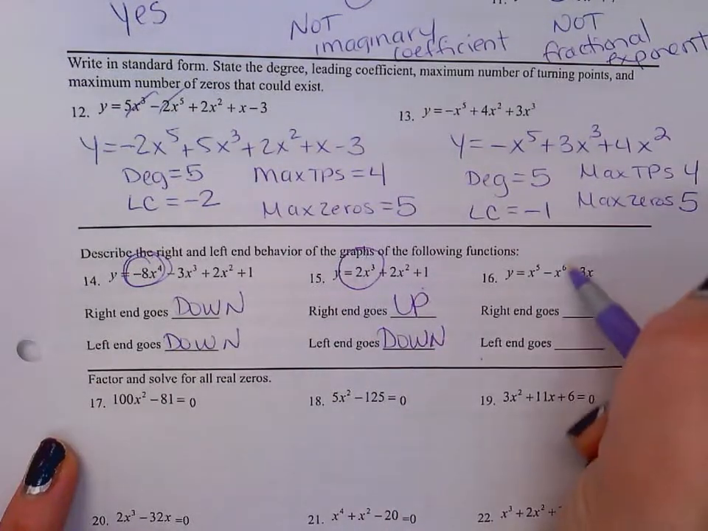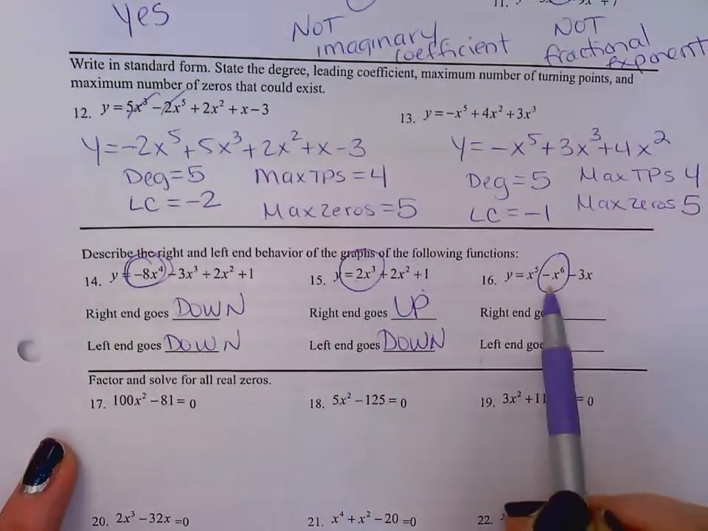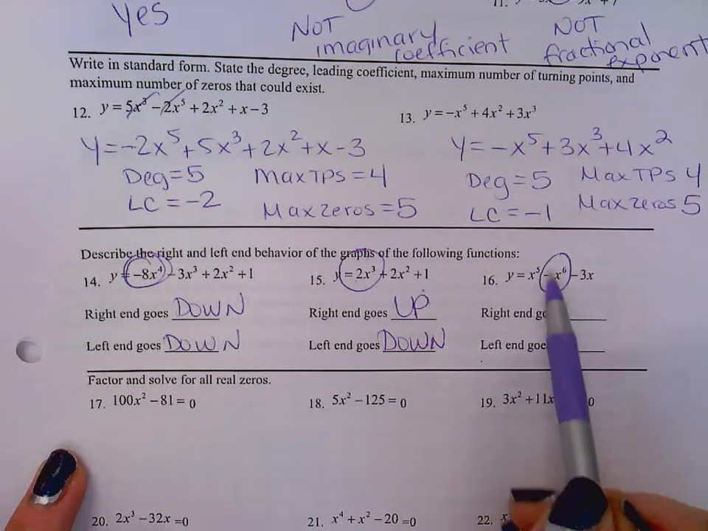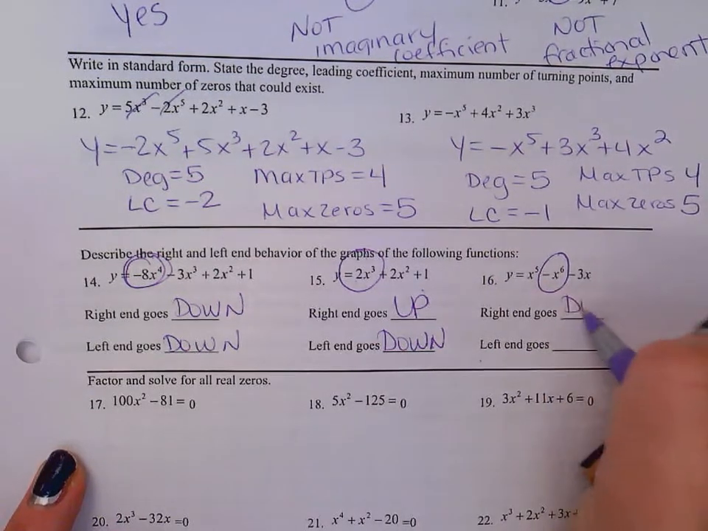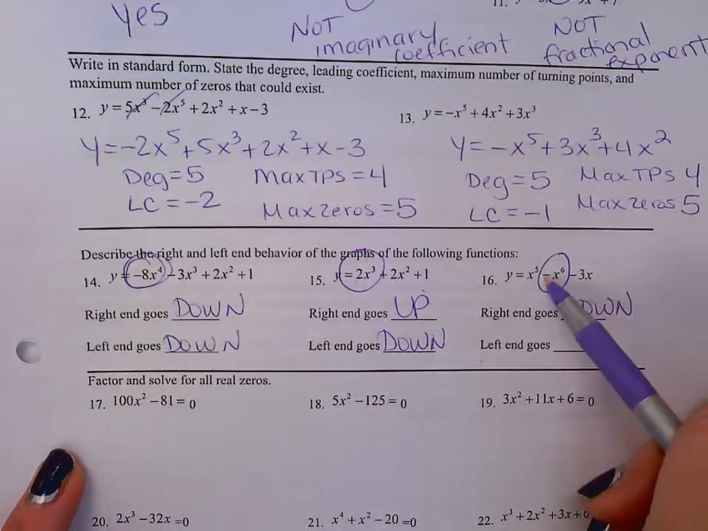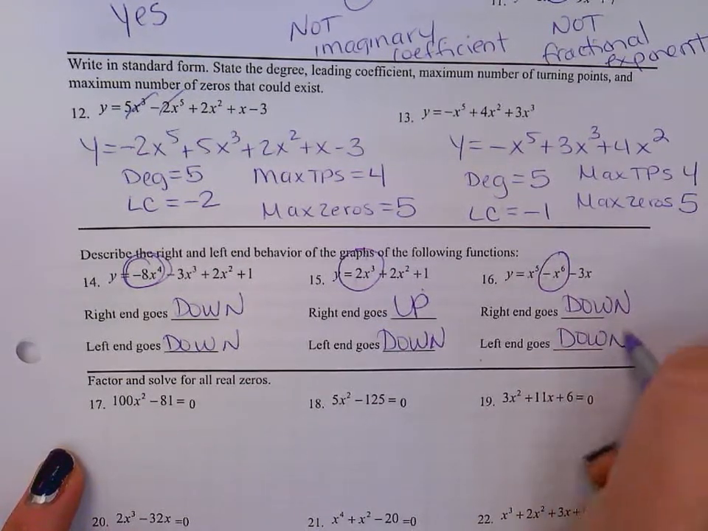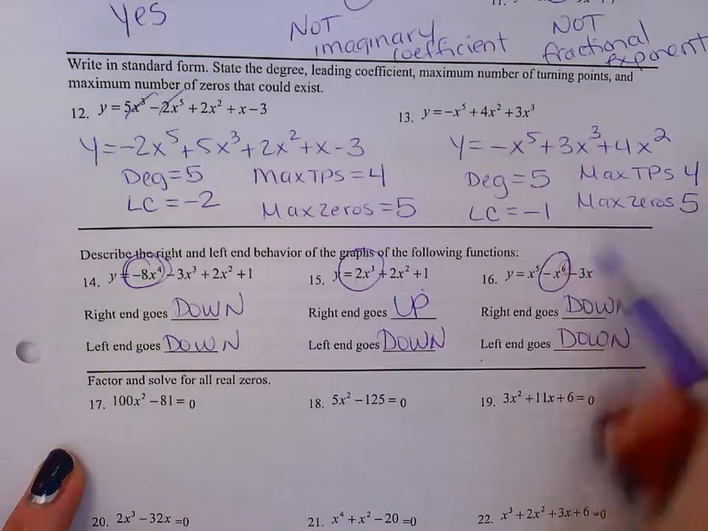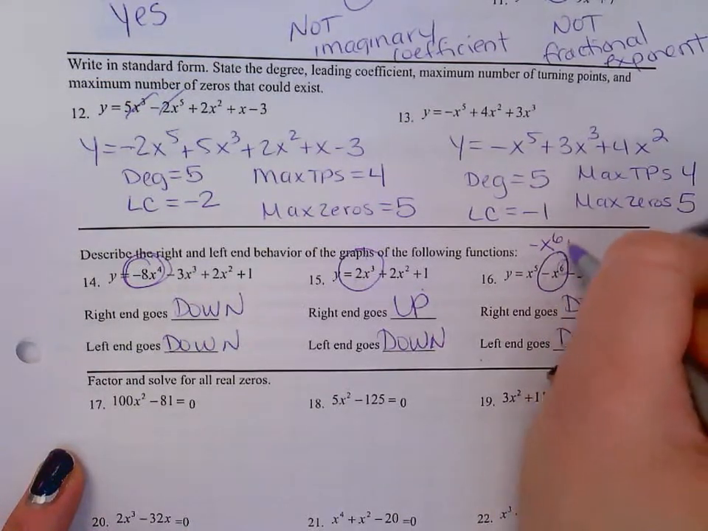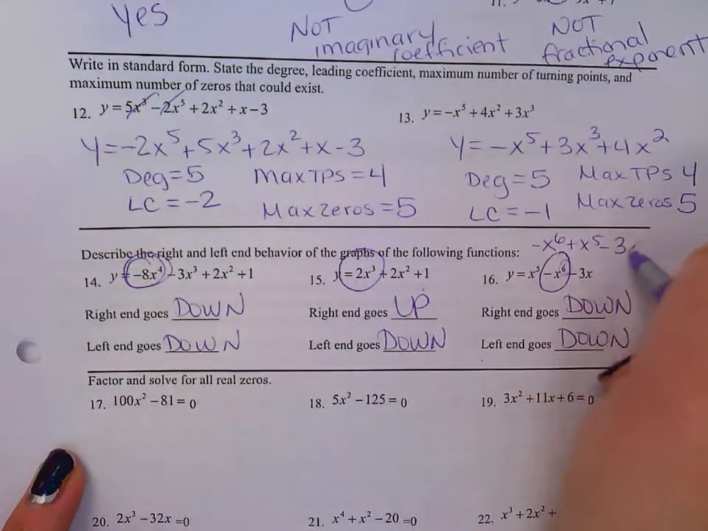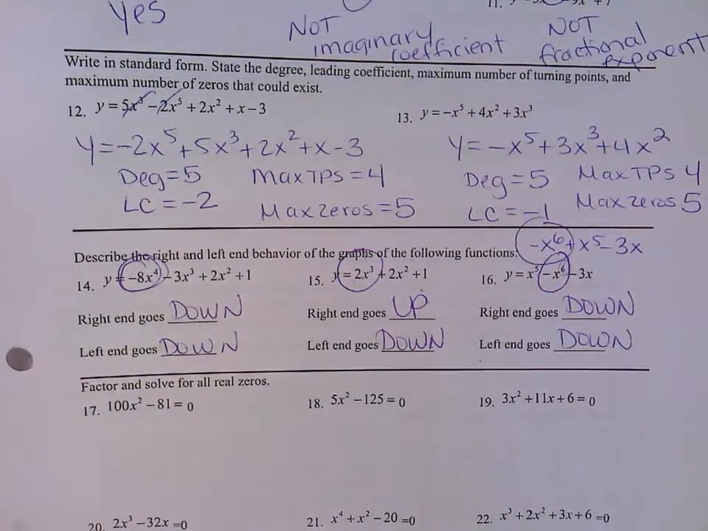And then here's the key player. It's kind of hidden. This is not in standard form. The right end will go down because it has a -1 in front of that x to the 6th, and the left end will go the same direction because it was an even degree. So I should have written this in standard form so that you wouldn't have been kind of tricked by that.